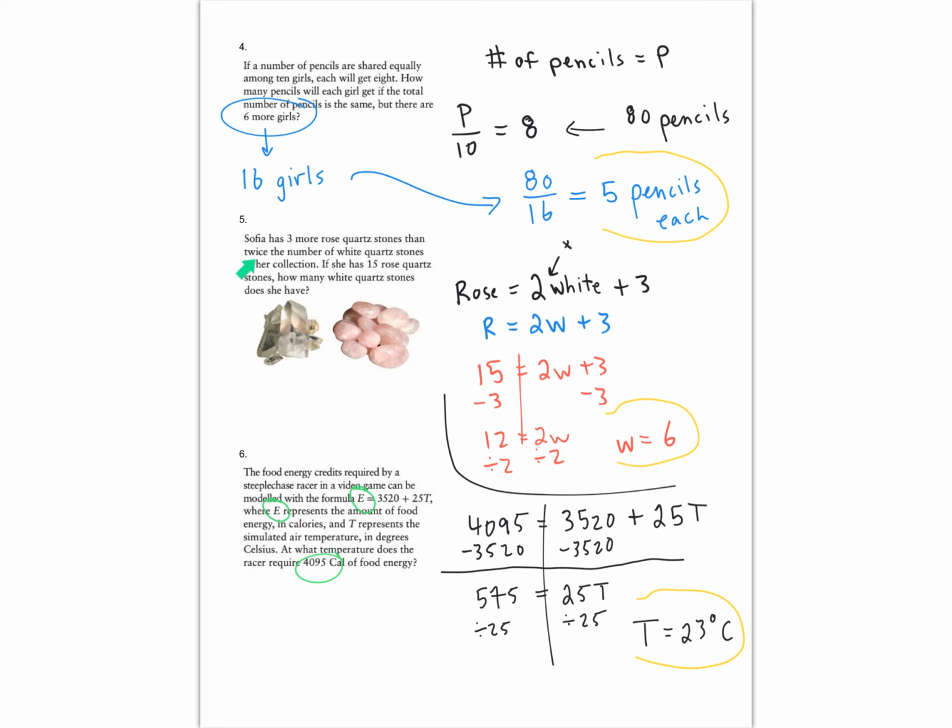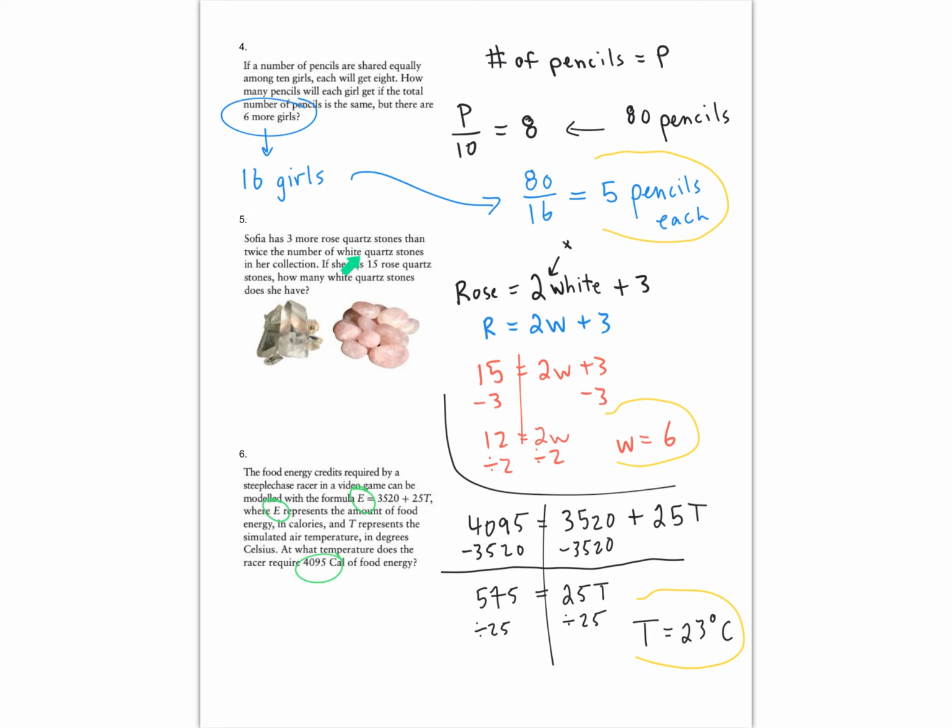And twice would be times 2, right? If I have $10 and you have twice the amount I do, you have $20. So we would just take $10 and times it by 2. So this is times 2, and this is plus 3. So our equation is going to be the number of rose quartz she has is 2 times the number of white quartz she has plus 3. 3 more than 2 times the white. So this is essentially our equation here. R equals 2W plus 3, where W is white quartz and R is rose quartz.